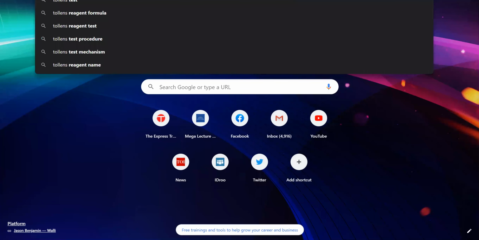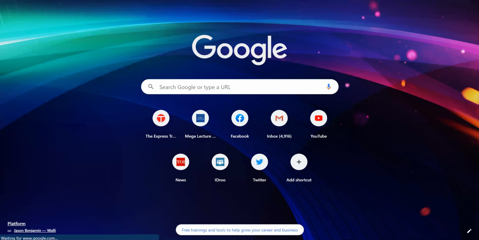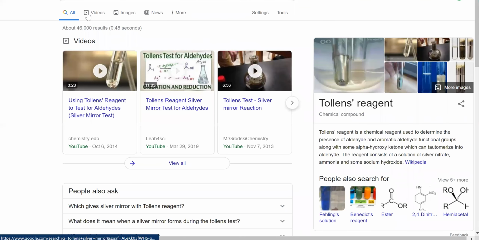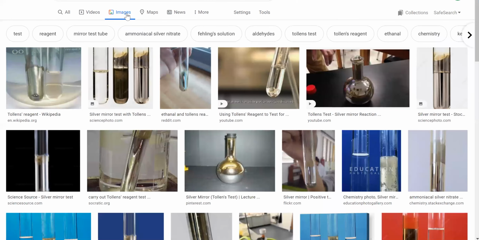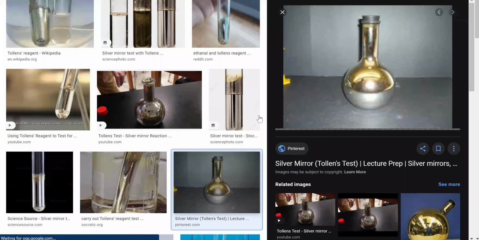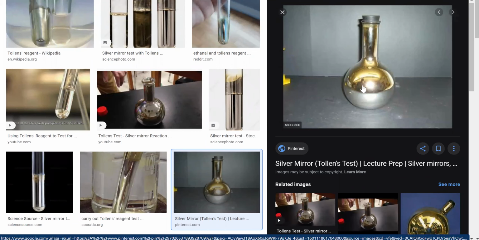But I'll give you an example of Tollens. What you can see is a silverish mirror-type surface that's forming in the flask. If you can see this, zoom in isn't working, but you'll get an idea of what's happening.